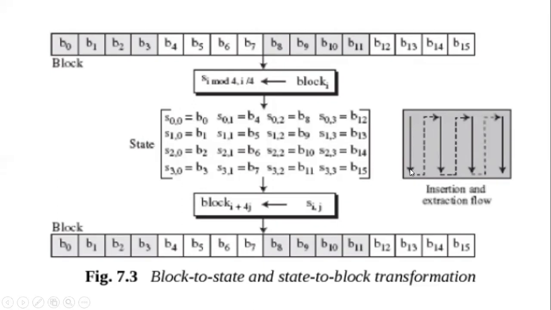Here we can see the diagram. Always column wise: B0, B1, B2, B3, then B4, B5, B6, B7, B8, B9, B10, B11, B12, 13, 14, 15. In the same way, when we have a state and we convert it into a block, we also read it column wise: B0, B1, B2, B3, B4, B5, B6, B7. So first column, then second column, then third column, then fourth.